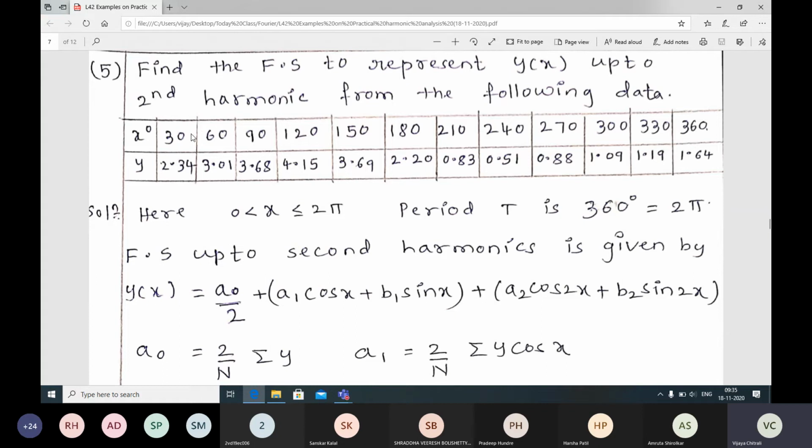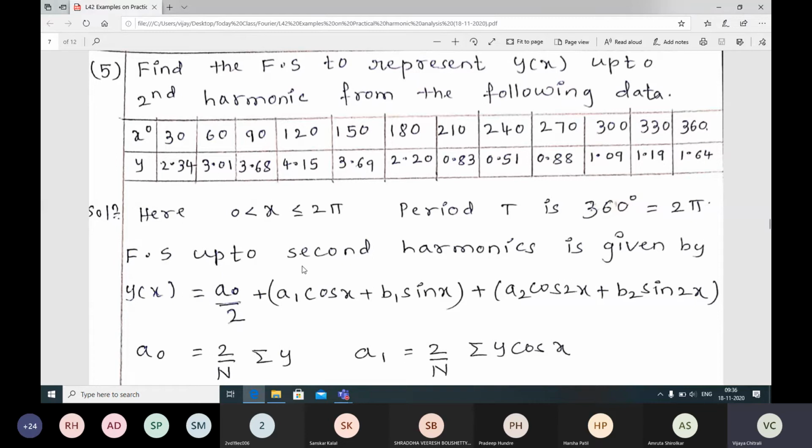Observe the values of x. The starting point is 30 and the ending point is 360. So x lies between x greater than 0 and less than or equal to 2 pi. So again x lies between 0 to 2 pi. See here, 30 is greater than 0 and less than or equal to 2 pi. 2 pi means 360. The last value is 360, so x lies between 0 to 2 pi.